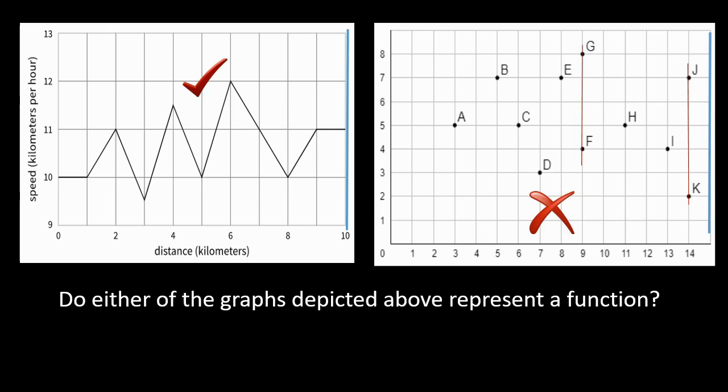When we look at a graph, we can tell if it represents a function as long as two points do not share the same x value with a different y value, or it passes the vertical line test.